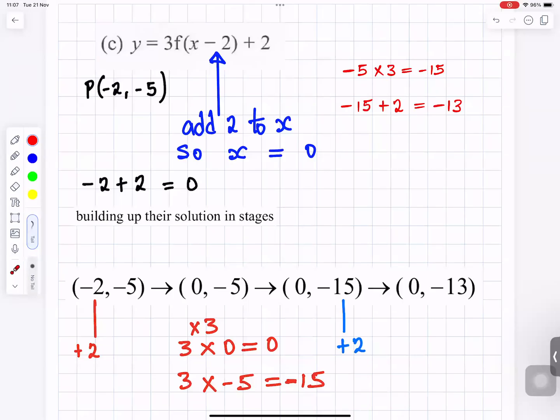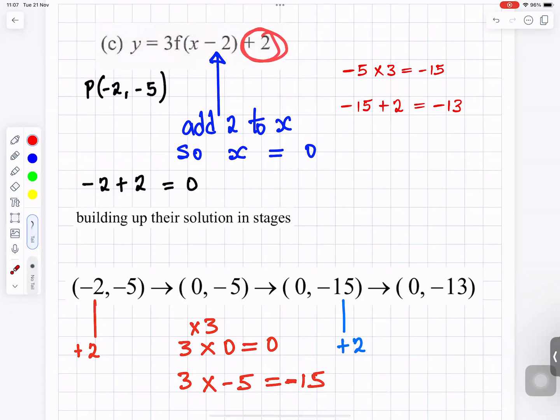With this one, there are 3 things, so we have to build up the solution in stages. There's a minus 2 inside the bracket, a times 3 outside, and another add 2. So let's start with inside. This minus 2 is applied to x, and we do the opposite when it's inside the bracket. The opposite of minus 2 is add 2, so we add 2 to x.